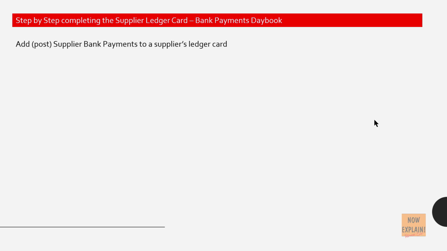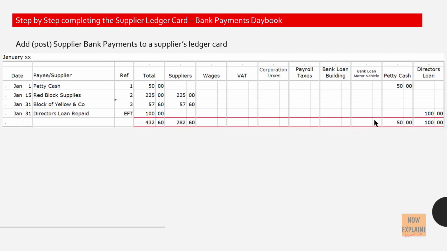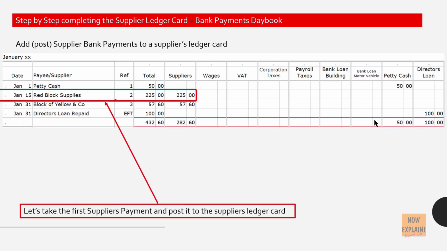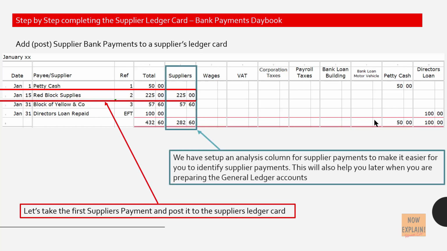Now we're going to add or post supplier bank payments to a supplier's ledger card. Let's take the first supplier's payment and post it to the supplier's ledger card. We have set up an analysis column for supplier payments to make it easier for you to identify supplier payments. This will also help you later when you are preparing the general ledger accounts.